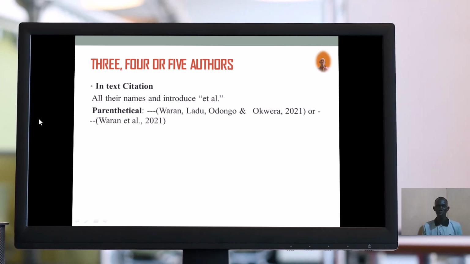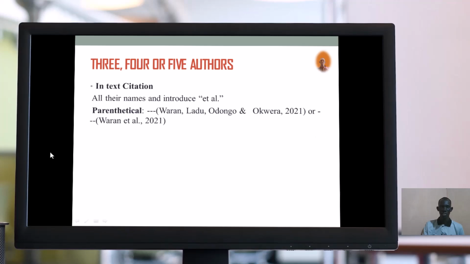Looking at our example here, this is a parametric. We can look at it here. Here, I think we included all the names of the authors. What you do, you just pick their last names. It's in-text citation. You put all their last names here. Then you put the year of publication in bracket, and then you put all of them in bracket.